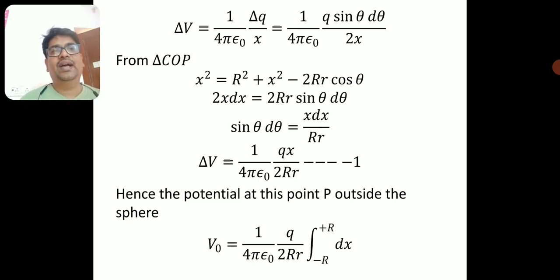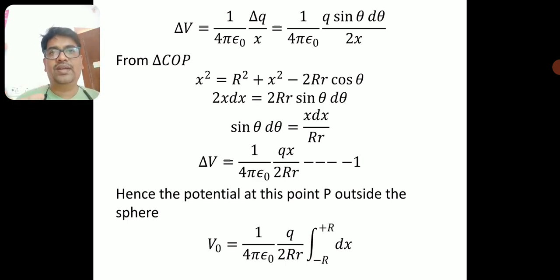After that, I am going to substitute this sin theta d theta in the equation of potential delta V, which is equal to 1 over 4 pi epsilon naught Q. Instead of sin theta d theta, I am substituting x dx divided by 2Rr. So you should write dx here also. Equation number 1. Now I got the equation for potential at some point P due to the charge on the annular ring which I have considered, and that annular ring is ABCD.